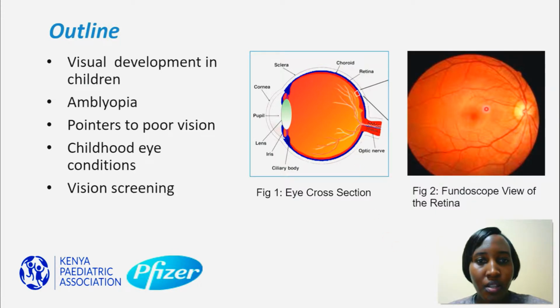Figure 2 shows a fundoscopic view of the retina. This point portrays the optic disc, and the little dot here shows the fovea, which is the most sensitive part of the eye in terms of vision.